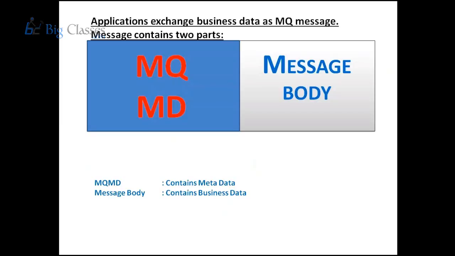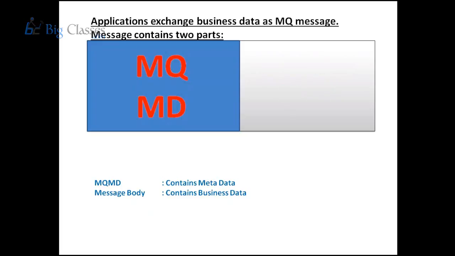Metadata is nothing but information that holds the message ID, message expiry information, persistence information, message type, which application created that message, on which date, and at what time the application created that message. This kind of metadata is contained by the MQMD header. The message body holds the actual data.